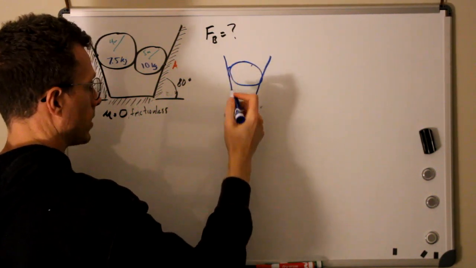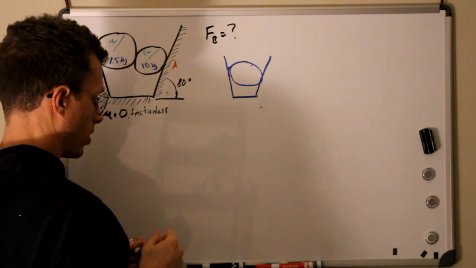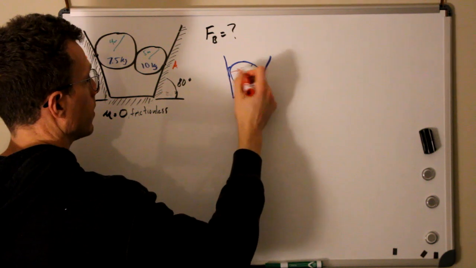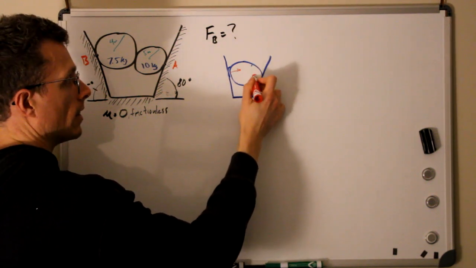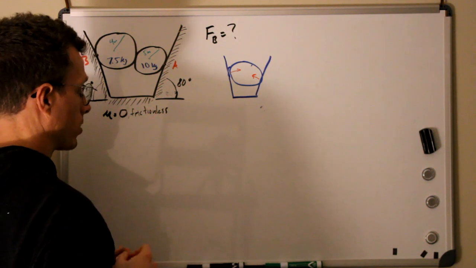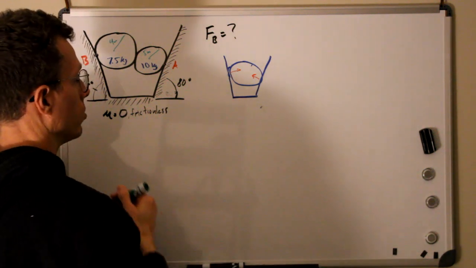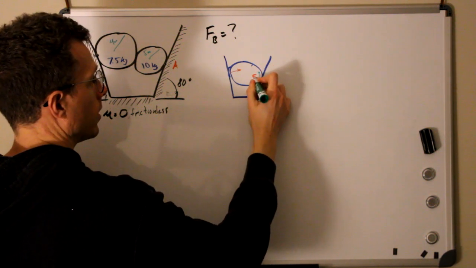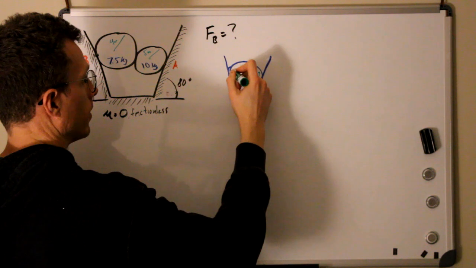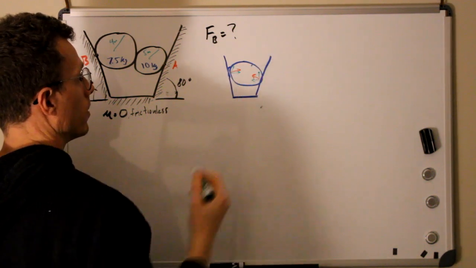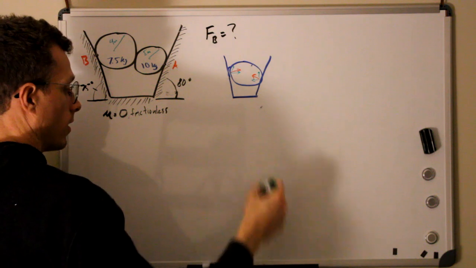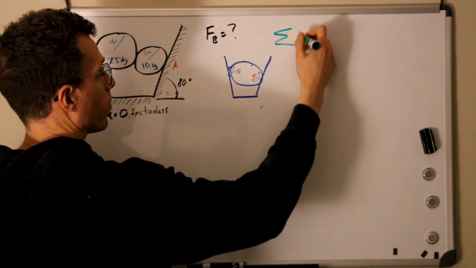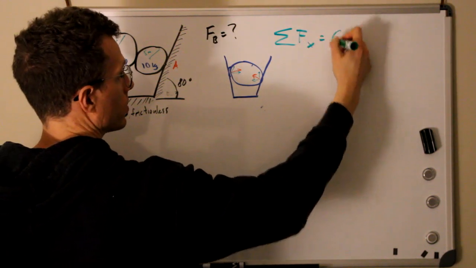We know we've got a force from B here and a force from A here. And each of these forces can be broken down into corresponding X and corresponding Y. So this is what we're going to look for. We're going to do sum of the forces in the X equals zero.